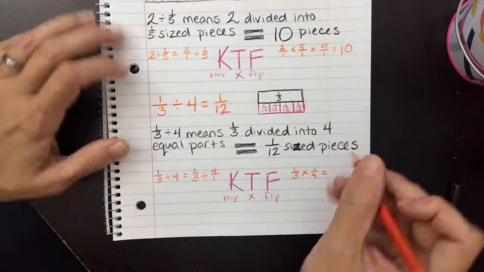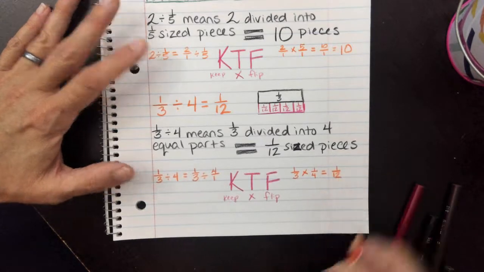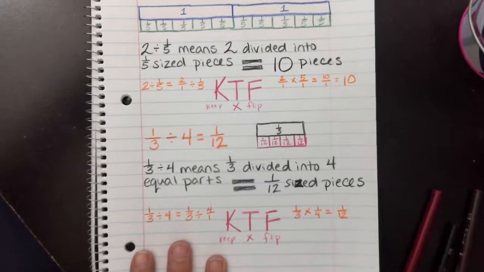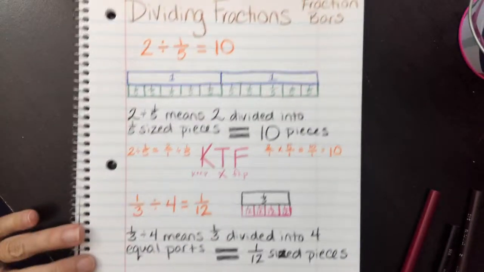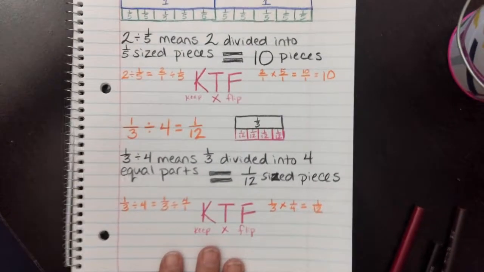So to multiply, I just do it. 1 times 1 is 1. 3 times 4 is 12. So that numerically is how I got to 1/12. Okay, so there's the top again, and then there's the bottom part again.